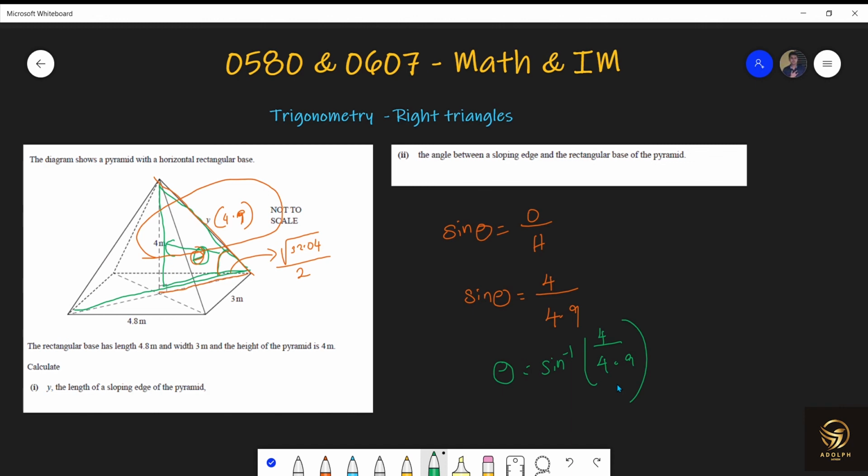I have to divide 4 by 4.9, then apply sine inverse in my calculator. If I do this, I'm getting theta as 54.71, and for three significant figures I can write that theta value as 54.7. I will recall one more concept: if it is a sine ratio, then to find the other value I have to subtract this theta value from 180. So 180 minus theta gives 125.